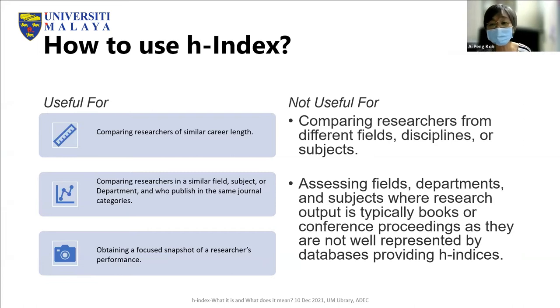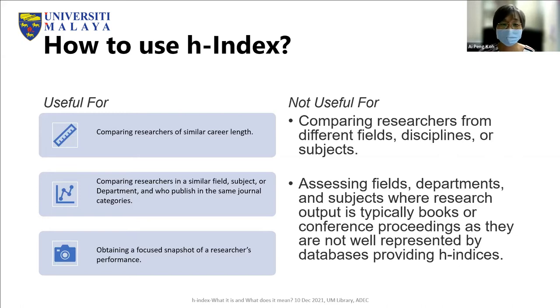But it is not useful for comparing researchers from different fields, disciplines, or subjects, or assessing fields or departments and subjects where research output is typically books, those from the social science disciplines, or conference proceedings, as they are not well represented by databases providing H indexes, okay? I'm not the one who's going to use it. Perhaps we should leave it to the one who's going to decide how to use it.